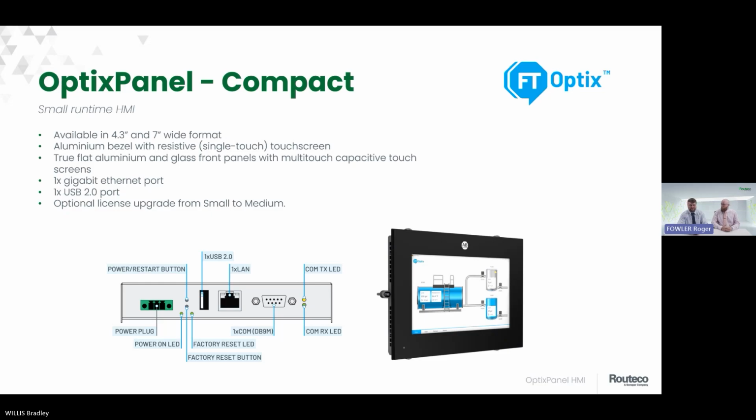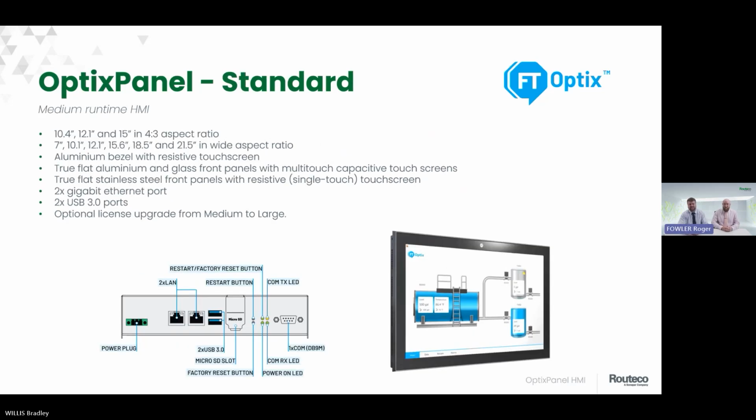If you want a pinch and zoom function, you've got the ability to do that now with graphs and the like to be able to control your data more accurately. This comes with 1 gigabit Ethernet port, 1 USB 2.0 port, and a small runtime license built into the HMI. The runtime licenses we will go through shortly to explain what they are. Now on to the next one, the standards.